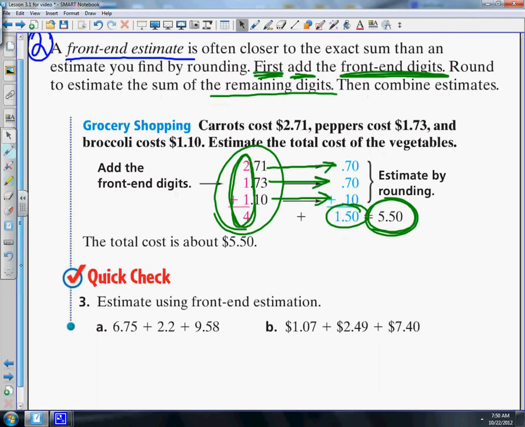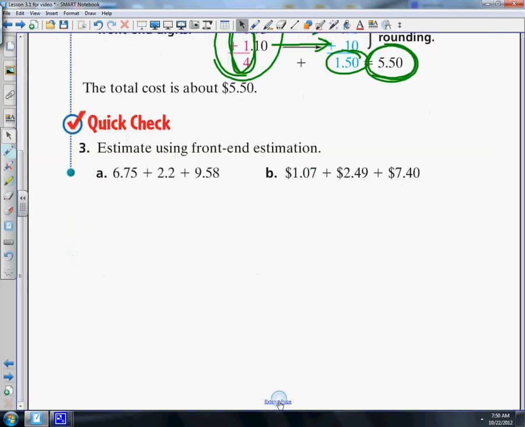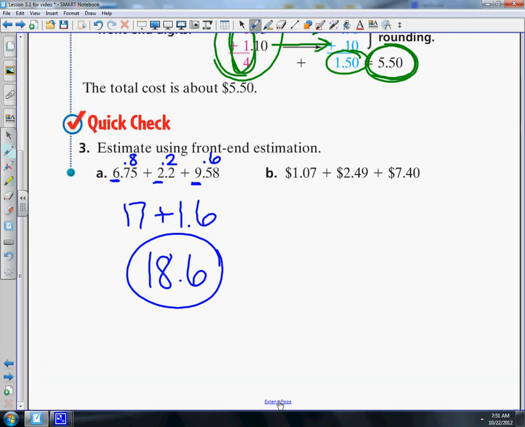So let's try A together, and then you can do B on your own. So I'm going to add my front-end numbers. 6 plus 2 is 8, plus 9 is 17. And then I'm going to add 0.75, so let's say this is 0.8. This is 0.2, so that's a 1. And then this is 0.6, so then I add 1.6 to it. So then my answer is 18.6. So try this next one, and then we'll go over it.